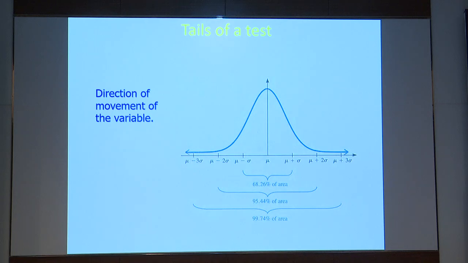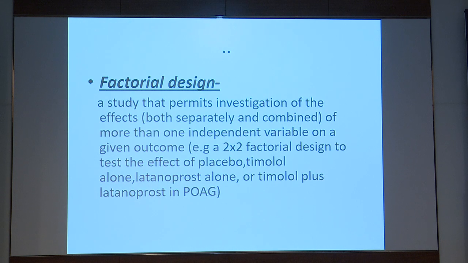Then you want to look at the tails of a test. So you will see that there can be a movement of the variable. So IOP, can it only go in the higher direction, or can it go into the lower direction also. Height can only increase, I cannot go down. Weight can increase, can decrease. So there are two tails of a test. When it can either go up or go down, you use a two tail test. You cannot use a one tail test for a variable which can go up and down. You can have a factorial design which permits the investigation of effects, both separately and combined, of more than one independent variable on a given outcome.